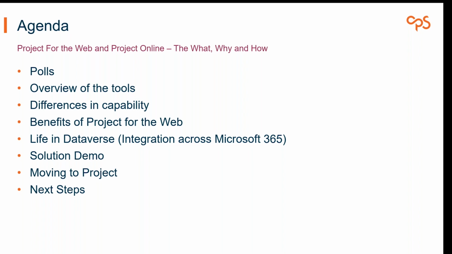So we'll have a look at the overview and the tools, and the differences in the capability. We'll then focus on the benefits of Project for the Web as a tool set. We'll talk to you a bit about Dataverse. Project for the Web sits in Dataverse and allows us to do some quite simple and neat integration to other line of business systems, but particularly to other things within Microsoft 365, such as Power BI, Power Automate, and Microsoft Teams. It all sits nicely in there.